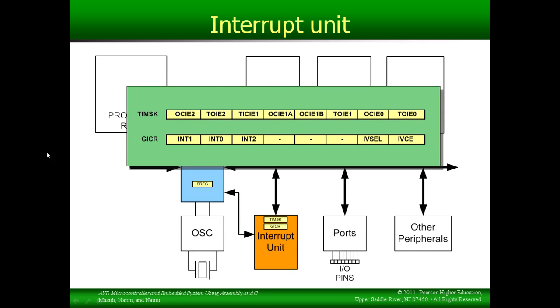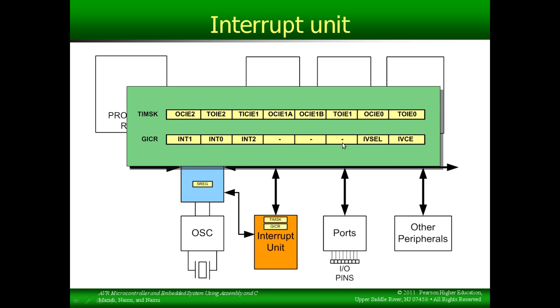For example, here for the AT Mega 32 is the TIMSK register, which is the timer mask register, and this enables interrupts from the 3 different timers. So here are 2 interrupts from timer 0, 4 interrupts from timer 1, and 2 interrupts from timer 2, and we can enable all of these different types of interrupts. For the AT Mega 32, we also have interrupts for the external interrupts, INT 0, 1, and 2.